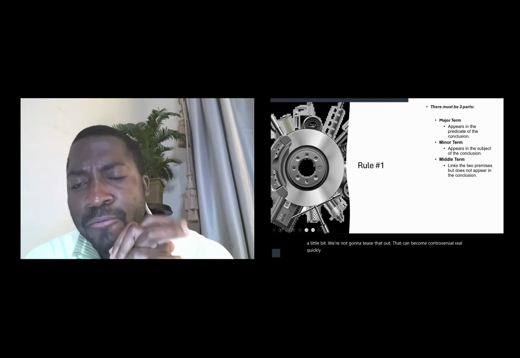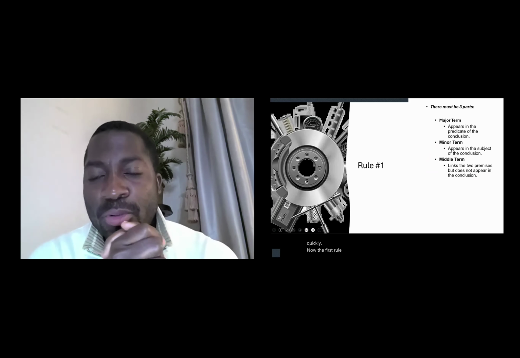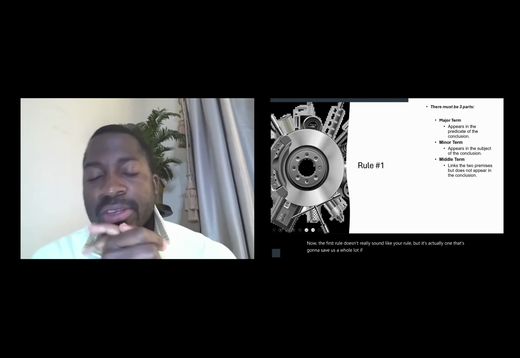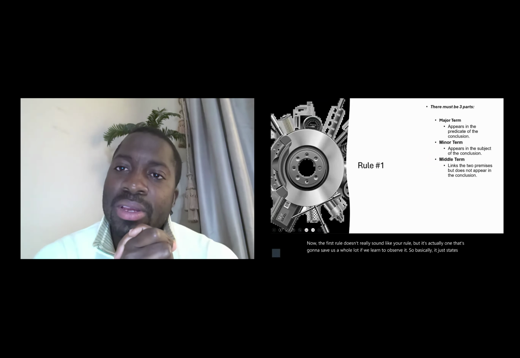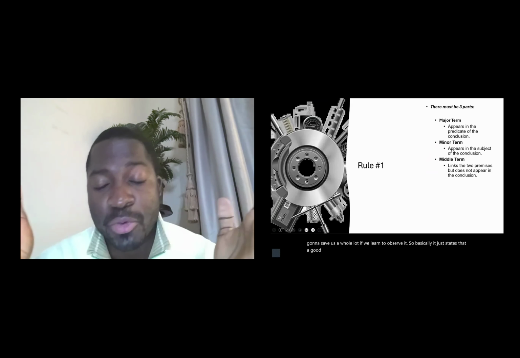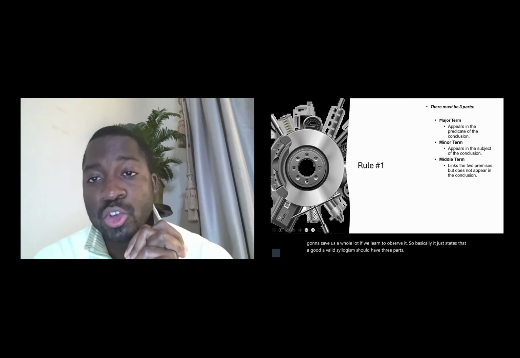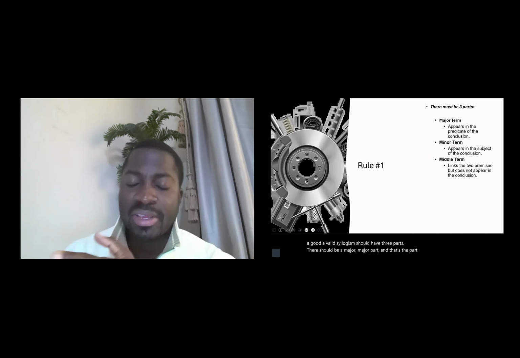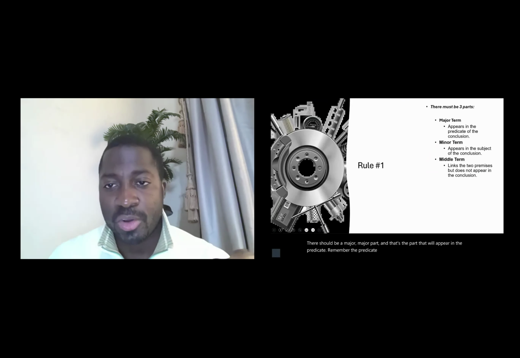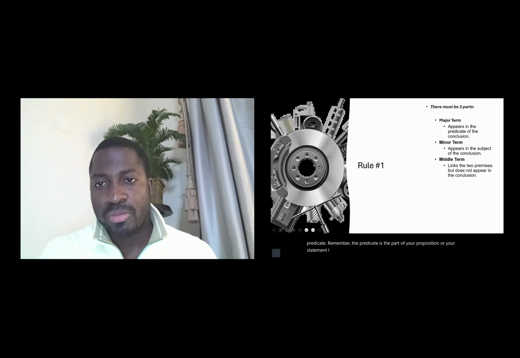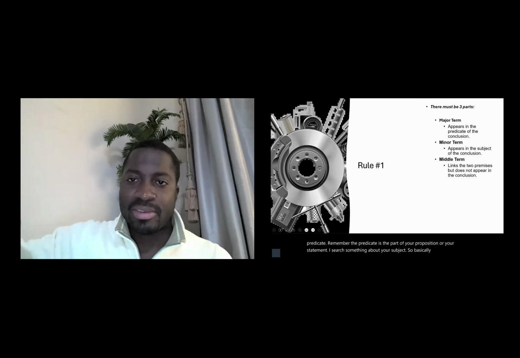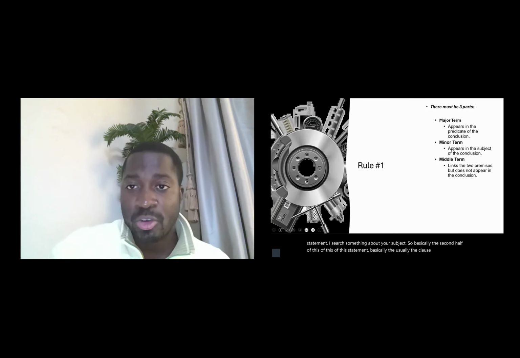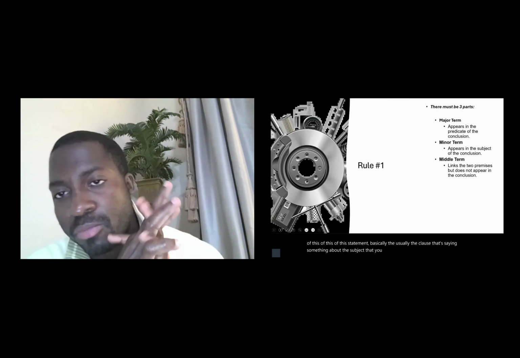Now, the first rule doesn't really sound like a rule, but it's actually one that's going to save us a whole lot if we learn to observe it. So basically, it just states that a valid syllogism should have three parts. There should be a major term, and that's the part that will appear in the predicate. Remember, the predicate is the part of your proposition or your statement that asserts something about your subject. So basically, the second half of this statement, usually the clause that's saying something about the subject that you have introduced earlier in your proposition.